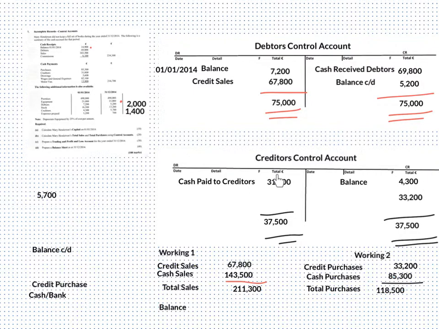This side does not. That's why we need to bring in our balancing figure. Our balancing figure is just the difference between 37,500 and 31,800, which equals 5,700. So now we are balanced, because this side equals 37,500 and this side equals 37,500. I just need to put in this figure here for credit purchases so we have it labeled.